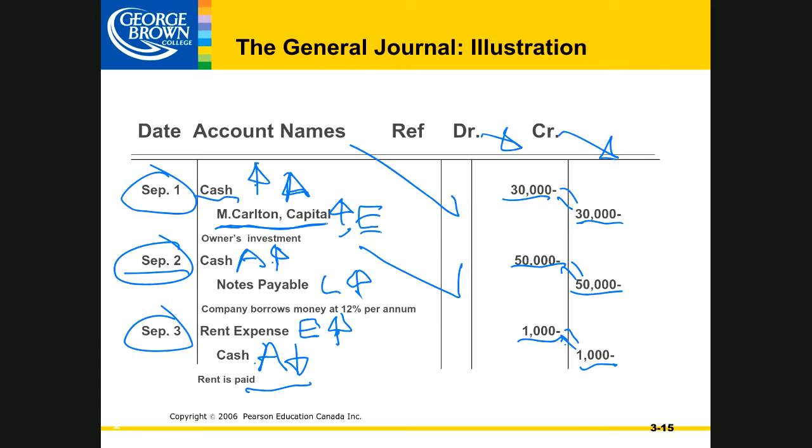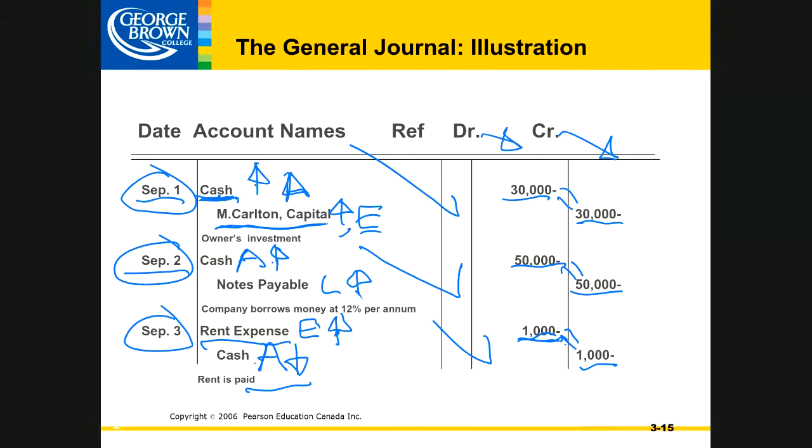This is perfect. The only other thing I would mention here is again, the good format. The first account in each transaction is the one being debited. So in September 1st, our cash is the account being debited. So we mention our cash first, followed by Mr. Carlton's capital. On September 3rd, our rent expense is mentioned first, and that's because we've debited our rent expense by $1,000.